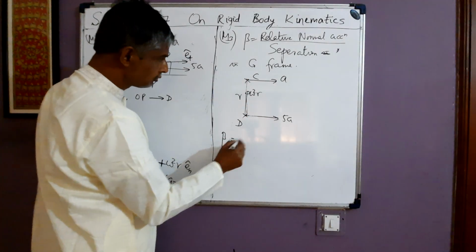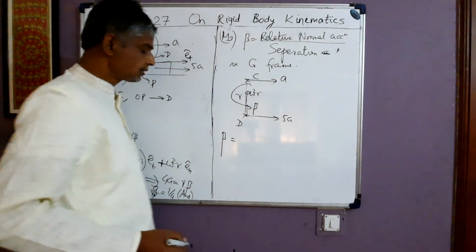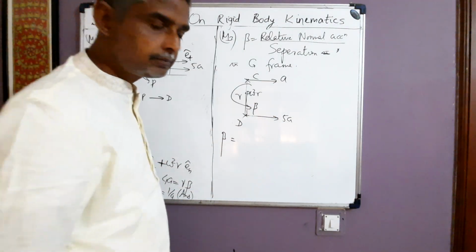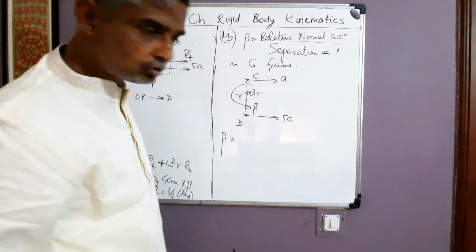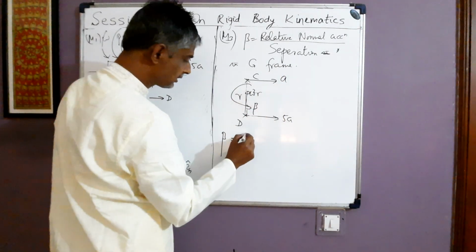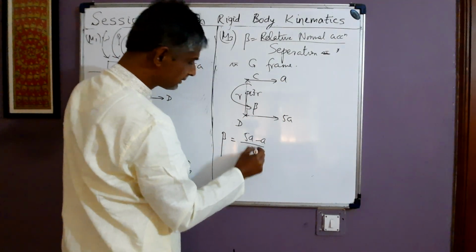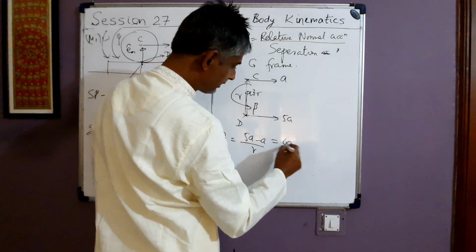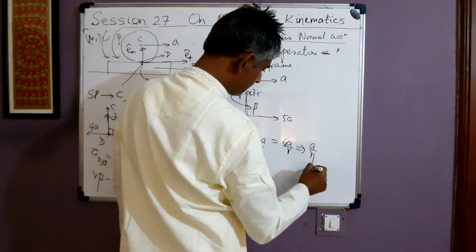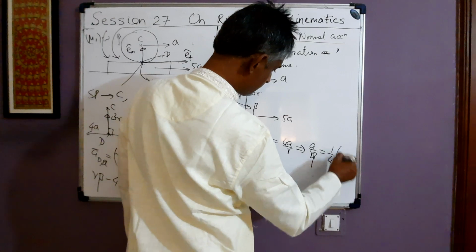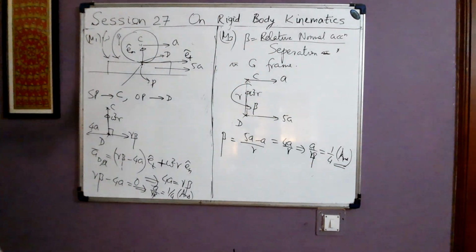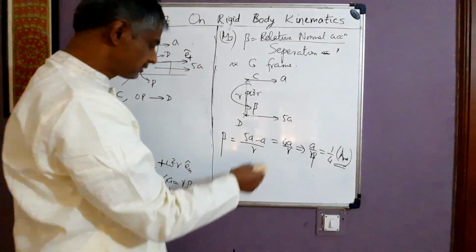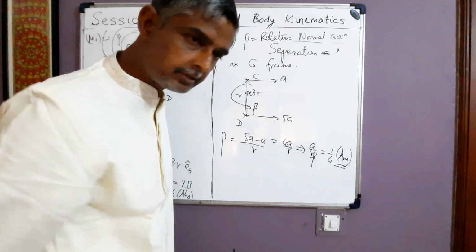Now beta is in the anti-clockwise sense, so beta is equal to relative normal acceleration by separation. Both these normal accelerations are in the same direction. So from the theory of relative acceleration between two moving points, relative normal acceleration becomes 5a minus a, by separation r, that is 4a by r. So a by r beta becomes 1 by 4. The same answer has been obtained again. So method 3 also gives the same answer.